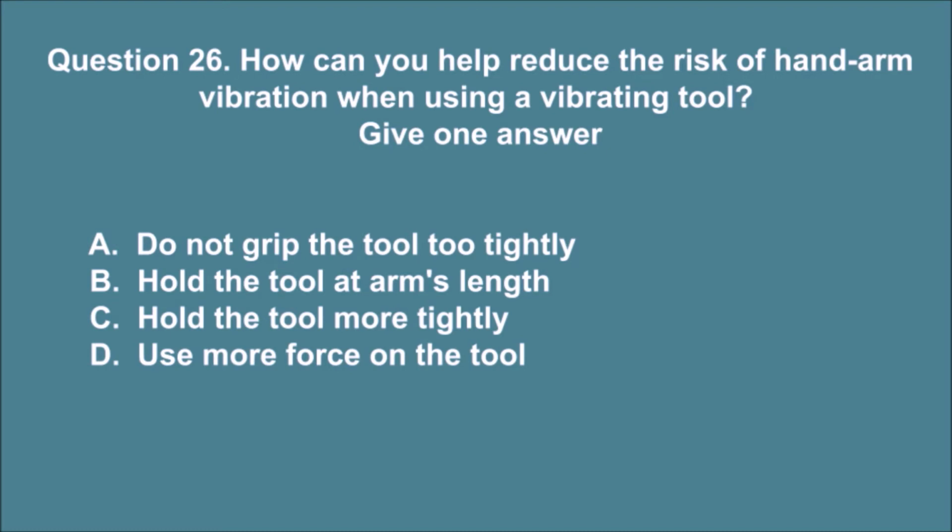Question 26. How can you help reduce the risk of hand-arm vibration when using a vibrating tool? Give one answer. A. Do not grip the tool too tightly. B. Hold the tool at arm's length. C. Hold the tool more tightly. D. Use more force on the tool. The correct answer is A.